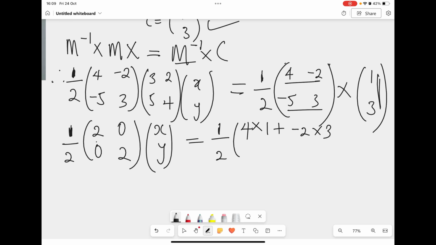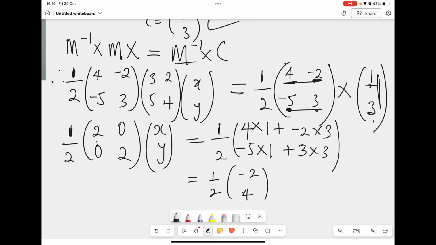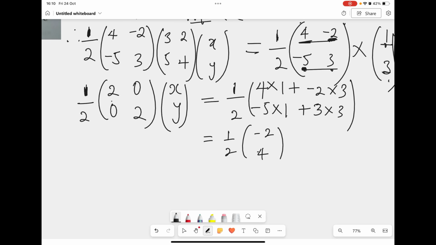So we'll have this times this plus this times this. There's nothing to multiply, there's no column 2, so we'll just close our bracket. We'll do again this times this times this. And that will be all, because there's nothing again to do. So we'll have minus 5 times 1 plus 3 times 3. So this should give minus 1 over 2, minus 2, 4. Good, when you simplify properly.